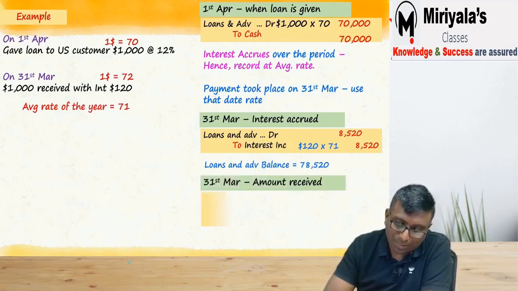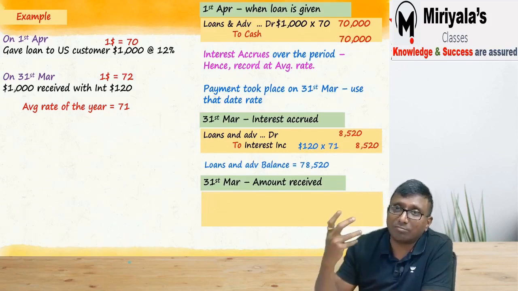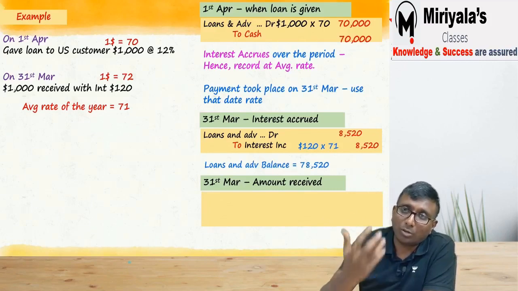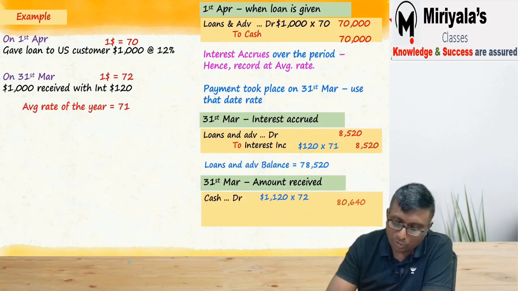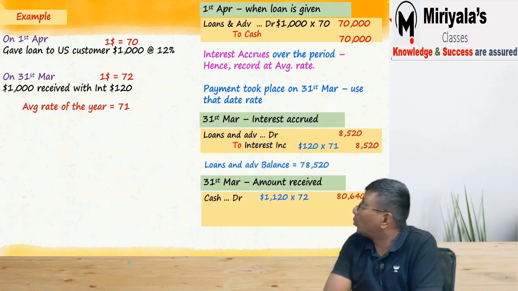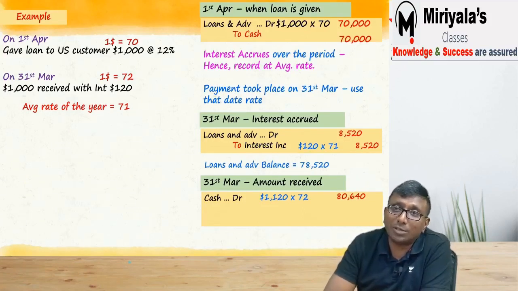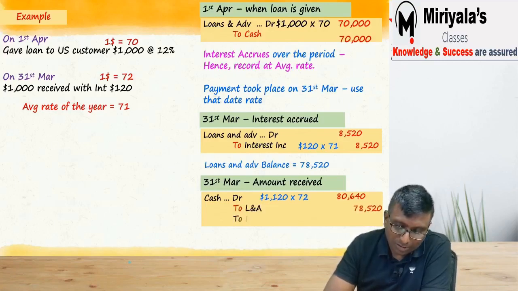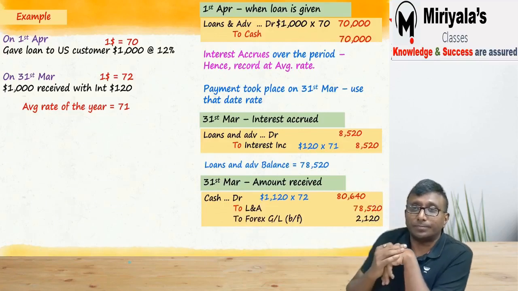So the loans and advances balance is correct? Yeah, 78,520 is your balance in rupees. Correct. That's the book balance. Now cash account debit $1,120 into 72, that is actually 80,640. Your book balance is 78,520, which means you are getting more. You are getting more means forex gain. Correct? So, to loans and advances, to forex gain, that is equal to 2,120.